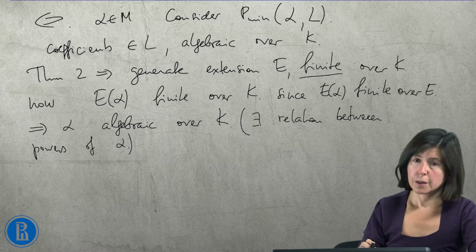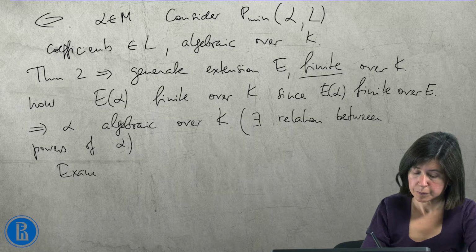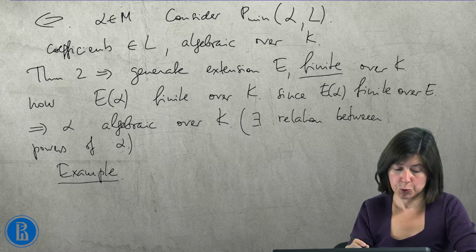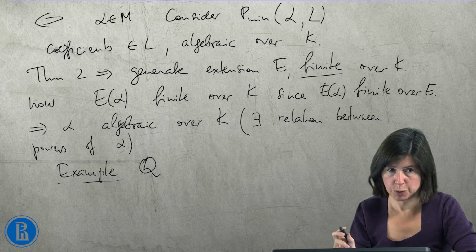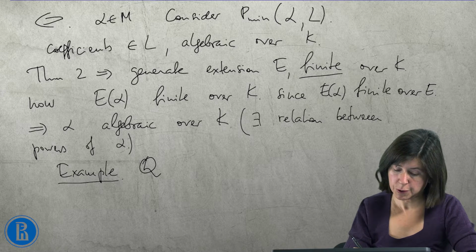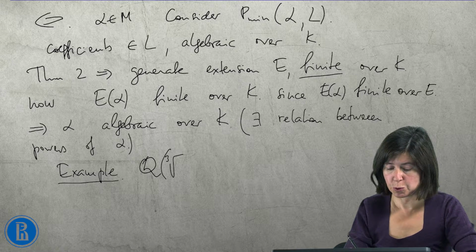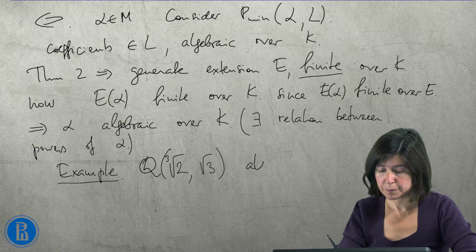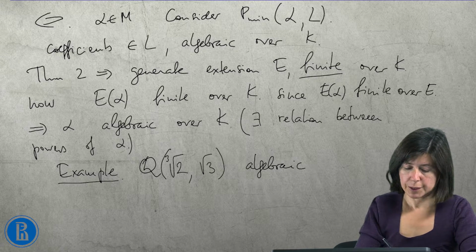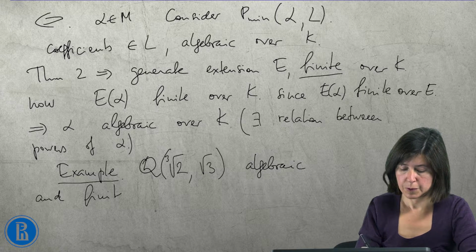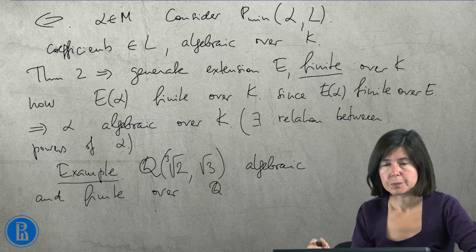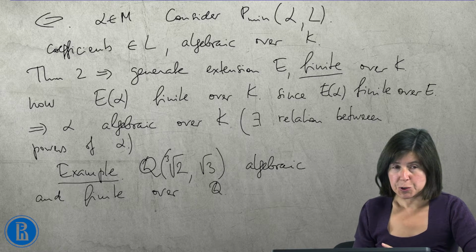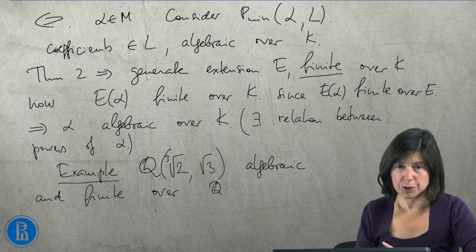Okay, let me give you an example. So consider the extension obtained from Q by adjoining, let's say, the cubic root of 2 and the square root of 3. This is clearly algebraic and finite over Q. And what is its degree? The degree of this extension is 6.